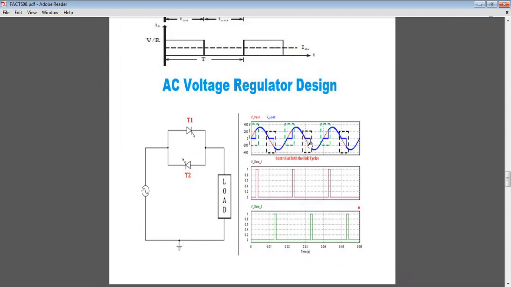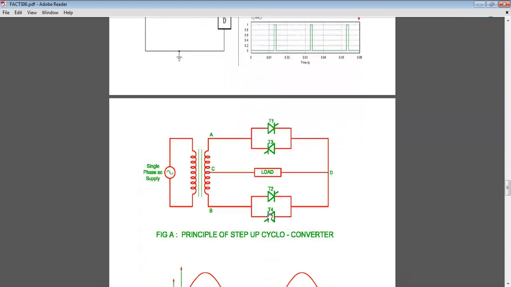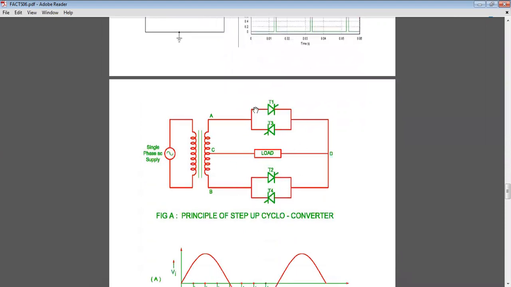So this is a cycloconverter. The frequency is constant, whereas the voltage is varied. The RMS value of the voltage is varied with the firing pulse. This is called an AC voltage regulator. And you will have one more, that is the cycloconverter.